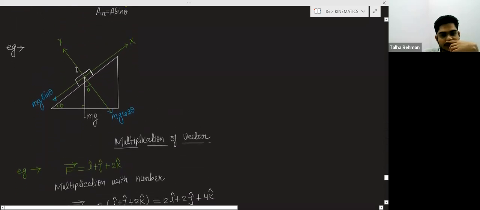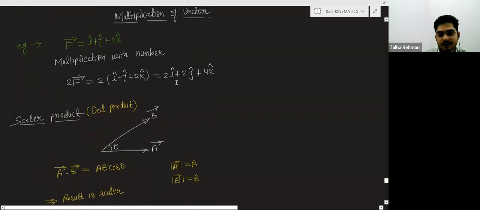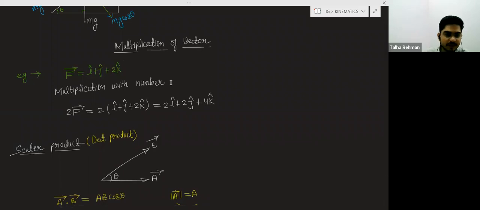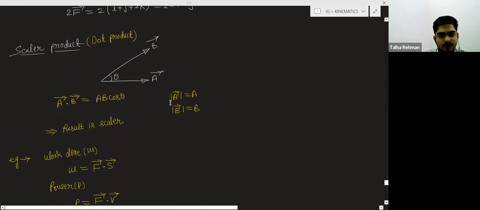In case of the inclined plane, how will you take the axes? One axis you will take perpendicular to the surface, one axis you will take parallel to the surface. This is the surface of the inclined plane. Now multiplication of the vector. Suppose you are multiplying a vector with a number, then it will be a simple multiplication, 2i plus 2j plus 4k.